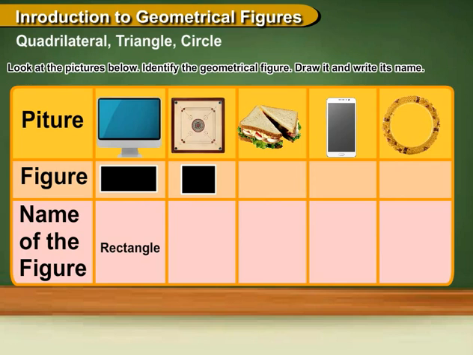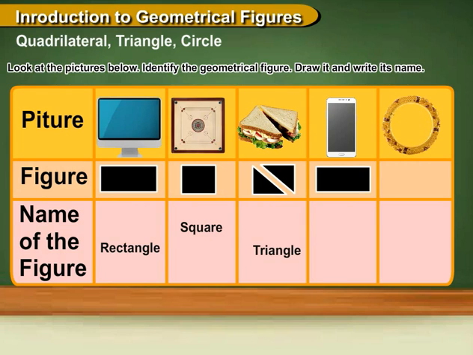Its figure in drawing looks like this. The name of the figure is square. Its figure in drawing looks like this. The name of the figure is triangle. Its figure in drawing looks like this. The name of the figure is rectangle. Its figure in drawing looks like this. The name of the figure is circle.